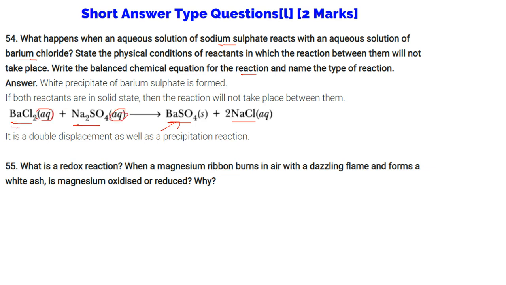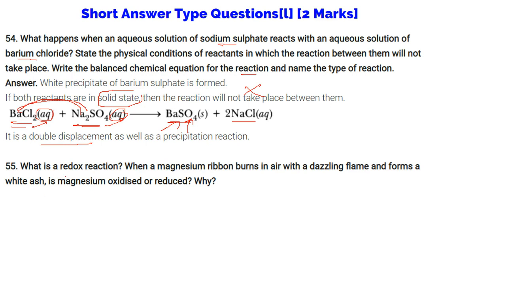If both of these reactants are in solid state, the reaction is not going to take place. They have to be in aqueous state. Because barium is replacing sodium and sodium is replacing barium, it's a double displacement. Also, because a precipitate is formed, it's a precipitation reaction.